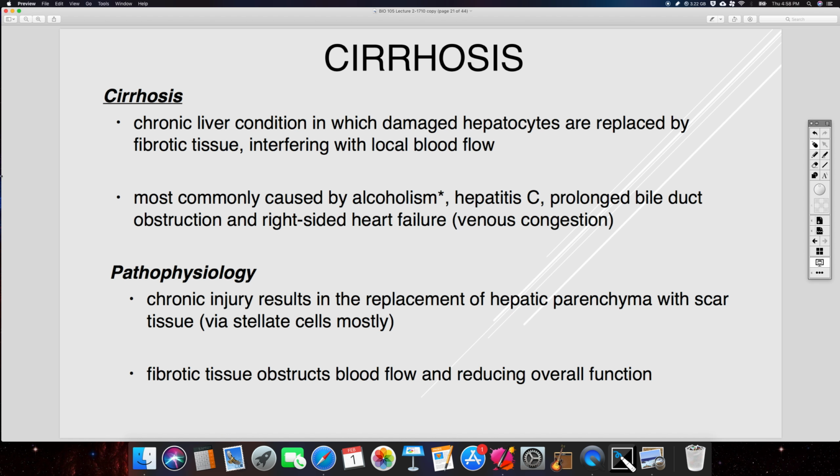This scar tissue is laid down by cells called stellate cells, which are basically fibroblasts. They just make fibers. But the big problem is the obstruction of blood flow, which just continues to decrease the function of the liver.